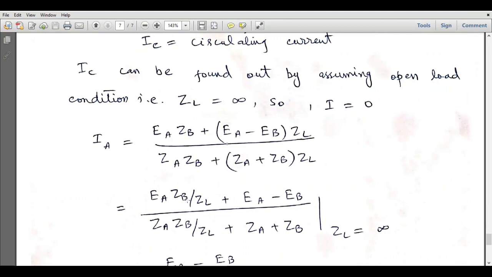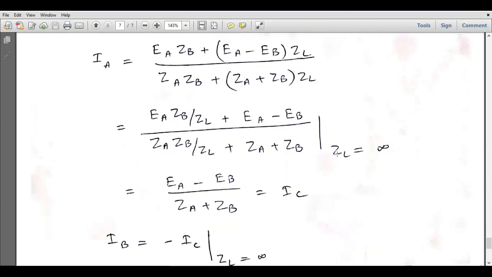So it will become EAZB divided by ZL plus EA minus EB, divided by ZAZB divided by ZL plus ZA plus ZB. In this expression, if I put ZL equal to infinity, these two terms will be equal to 0, and we will have EA minus EB divided by ZA plus ZB. So this current is equal to the circulating current, which is IC. A similar procedure can be adopted for IB, and if we do the same operation for IB, we will get minus IC, because for IB there will be a negative sign over here, and it will be equal to minus EA minus EB divided by ZA plus ZB, which is equal to minus IC.